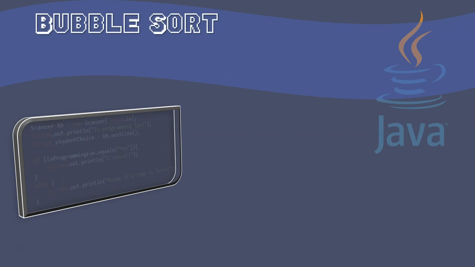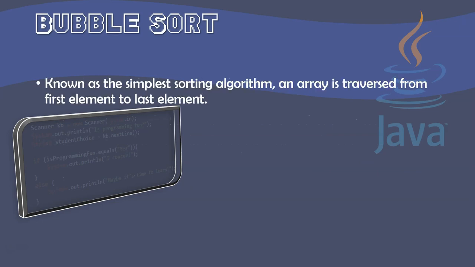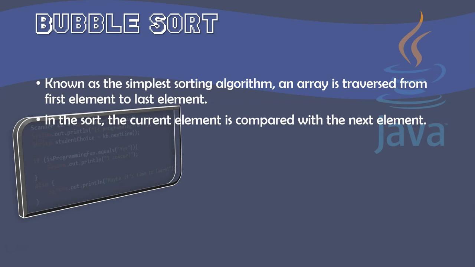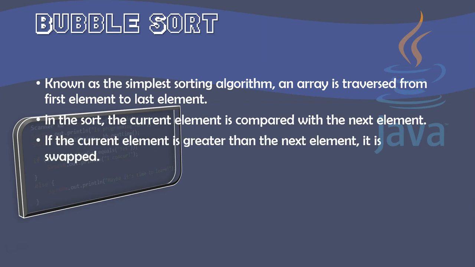So let's start off with the bubble sort. This is known as the simplest sorting algorithm. An array is traversed from the first element to the last element. In the sort, the current element is simply compared to the next element. So we look at, for example, the element at index 0 and compare it to the element at index 1. If the current element is greater than the next element, it's swapped. You're simply going to switch the location of those two values.